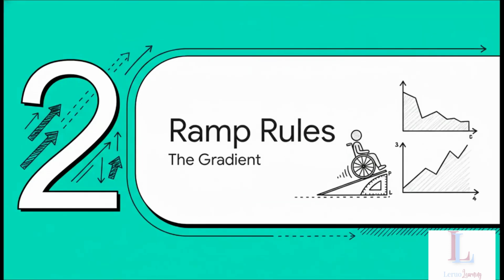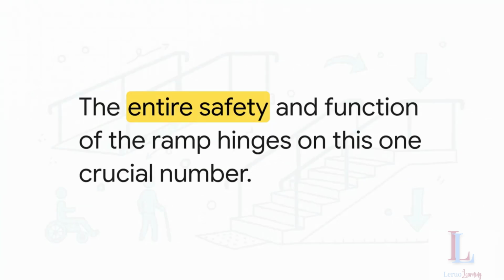Let's kick things off with the absolute most critical factor. This is the one thing that can make a ramp useful or completely useless. We're talking about its gradient, or its slope. And I'm serious here. If you only remember one thing from all of this, make it this. The entire safety, the entire function of a ramp boils down to one incredibly important number.